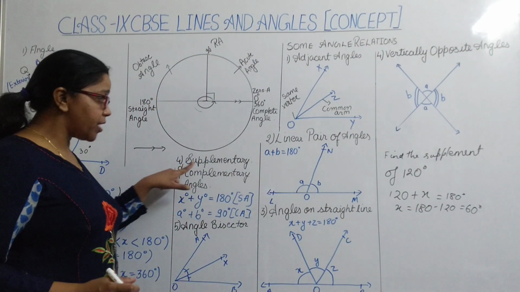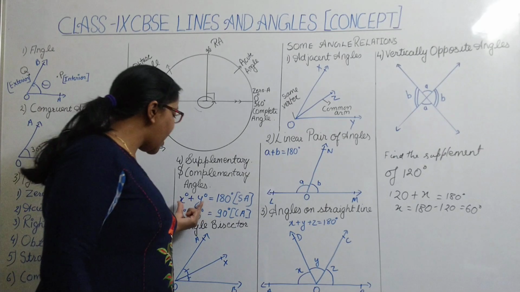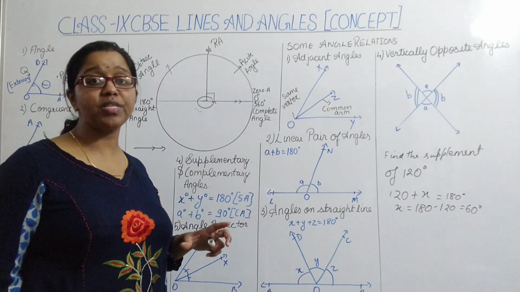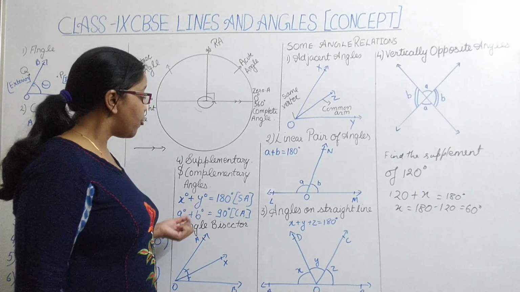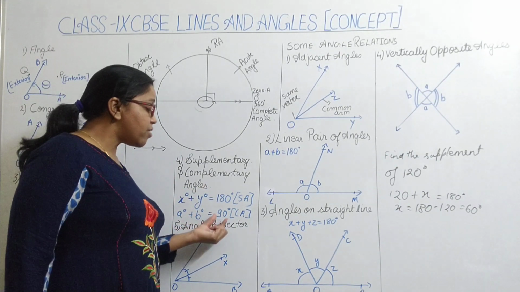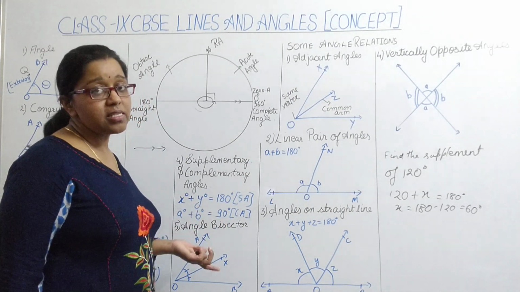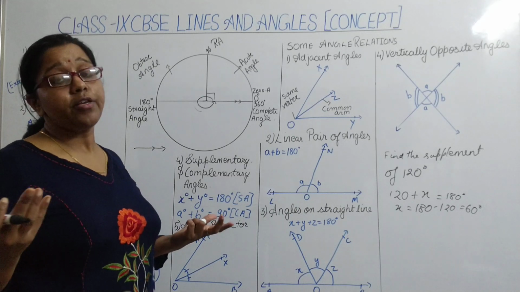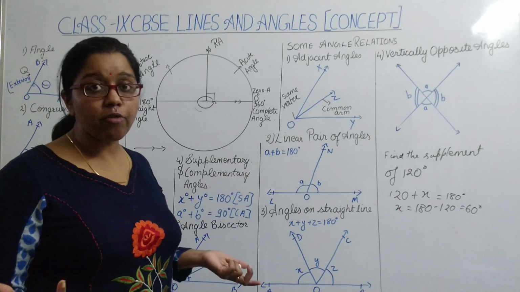So what is a supplementary angle? When the sum of two angles is equal to 180 degrees, then those two angles are said to be supplementary angles. Now coming to complementary angles. When the sum of two angles is equal to 90 degrees, then those two angles are said to be complementary angles. In the same way, you can be asked to find the complement of a particular angle.